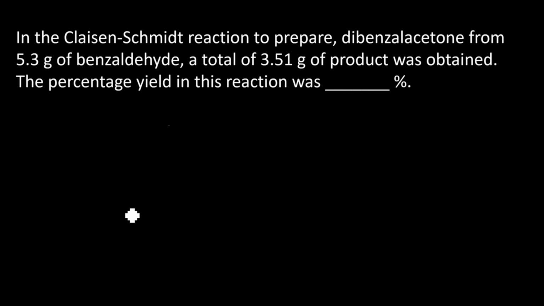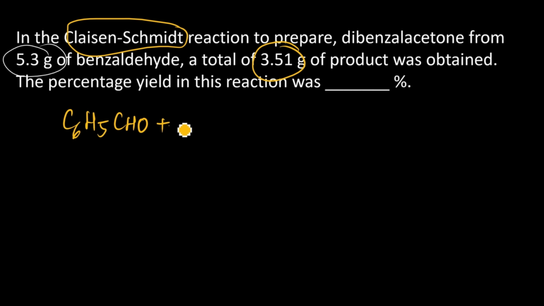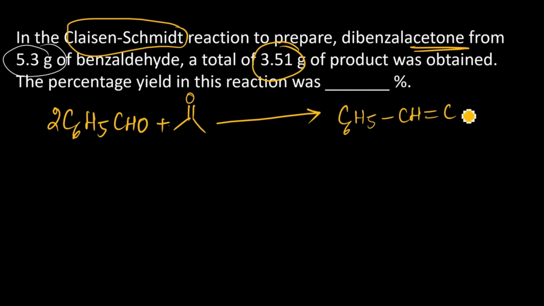In this Claisen-Schmidt reaction to prepare dibenzyl acetone from 5.3 grams of benzaldehyde, a total of 3.51 grams of product was obtained. The percentage yield of this reaction is? First, let's understand what this Claisen-Schmidt reaction is. Here we have to take benzaldehyde with acetone, because the product is dibenzyl acetone. So the product formed would be C6H5CH double bond CH, C double bond O, CH double bond CH, C6H5. Okay, so as you can see, this is in 2:1 ratio.